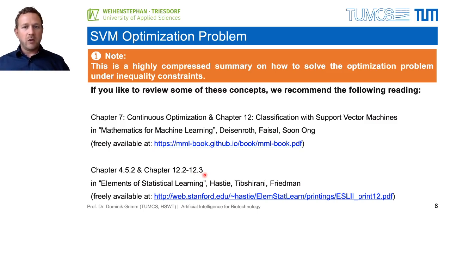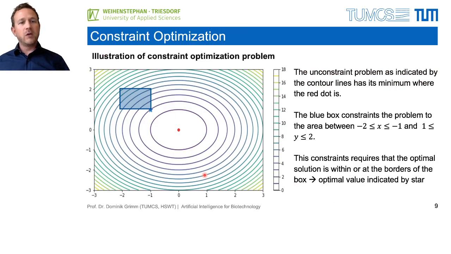I only want to give you now a very high-level overview of what a constrained optimization problem is and how we can solve it. That's important because we need some of these things later in this lecture to understand why support vector machines are so powerful. So let's first illustrate and give you an intuition about a constrained optimization problem.